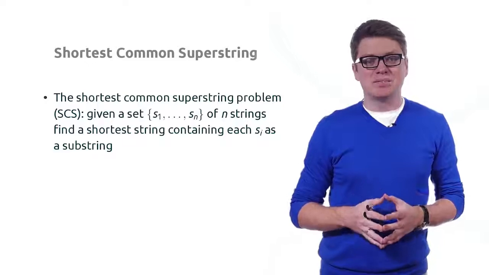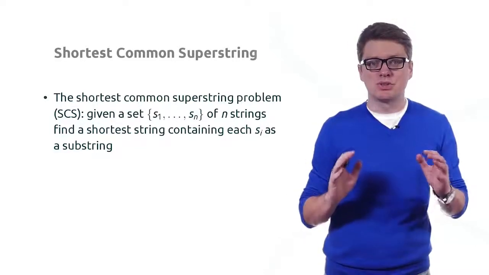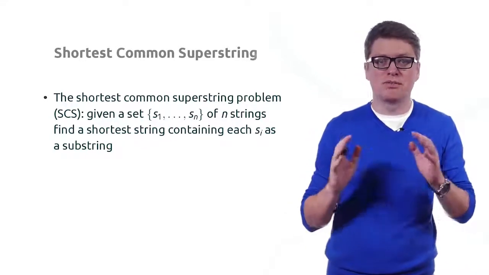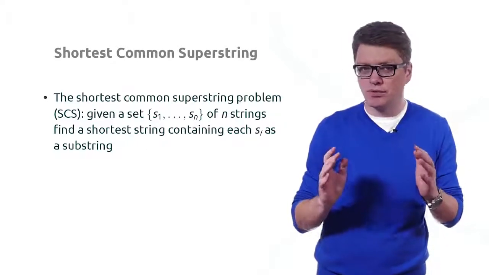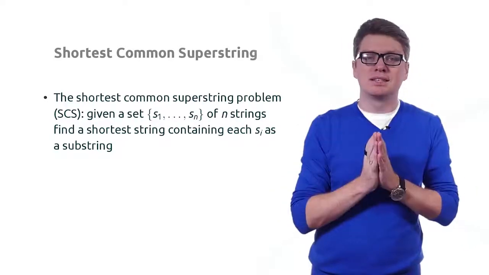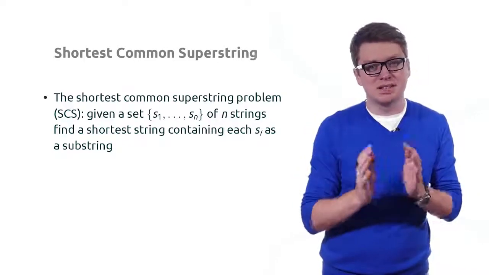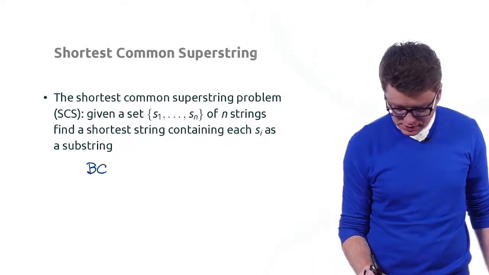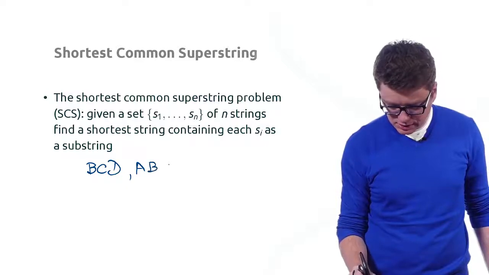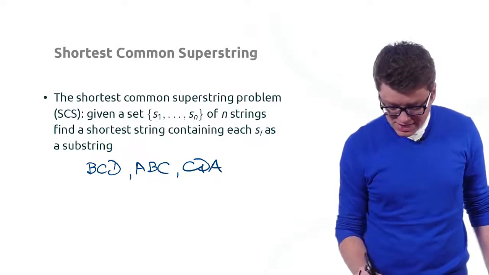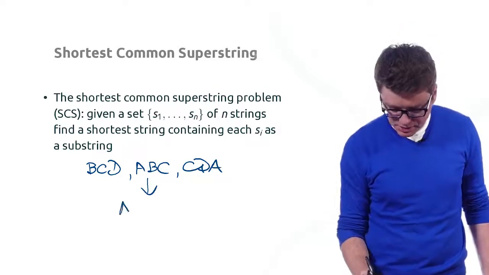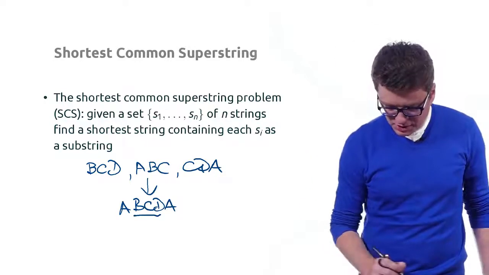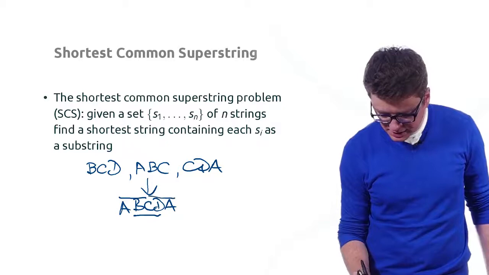Our next application is the so-called shortest common superstring problem, abbreviated as SCS. In this case, the input consists of n strings. And what we would like to find is the shortest possible string that contains each of our n strings as a substring. For example, if we have input strings like BCD, ABC, and CDA, then the shortest common superstring is ABCDA. Right? Indeed, BCD can be found here, ABC can be found here, and CDA can be found here.